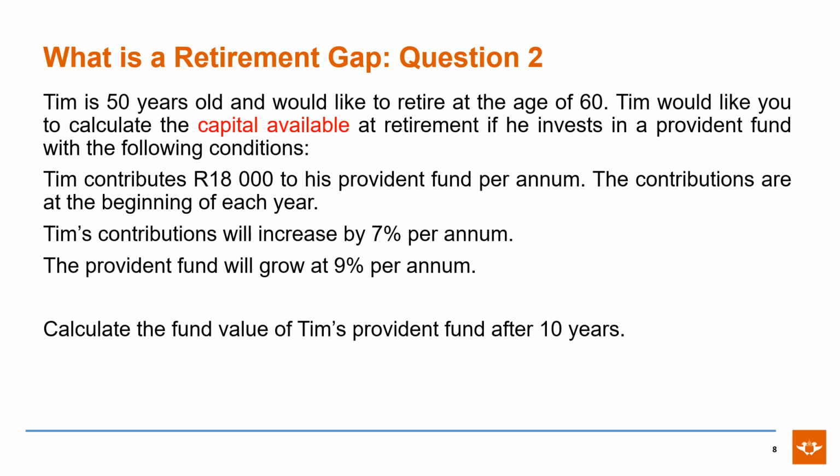Question 2. Tim is 50 years old and would like to retire at the age of 60. We'd like to calculate his capital available at retirement. He contributes 18,000 per annum to a provident fund, he increases his contribution by 7% per annum, and the provident fund will grow at 9% per annum. Calculate the fund value of Tim's provident fund after 10 years.